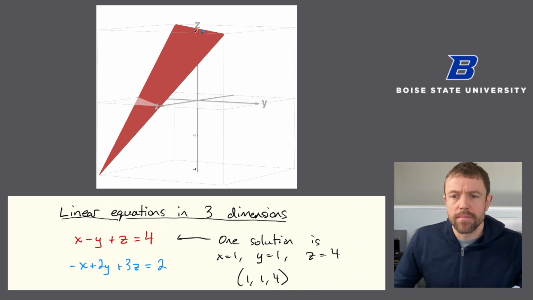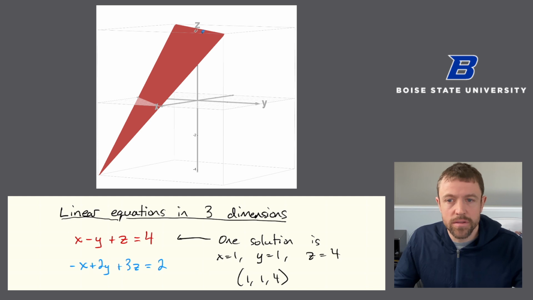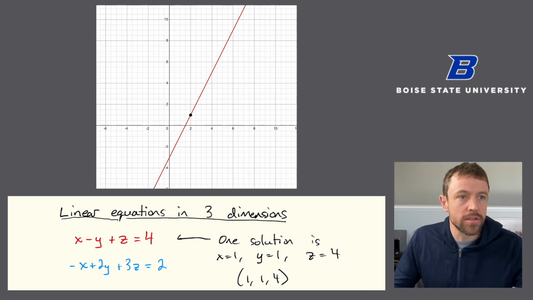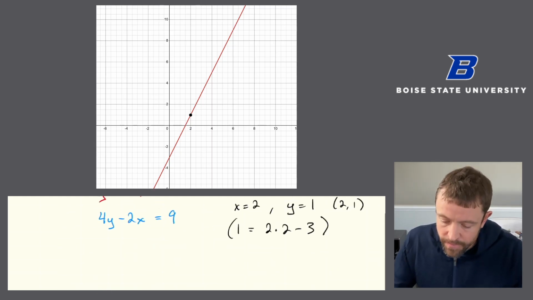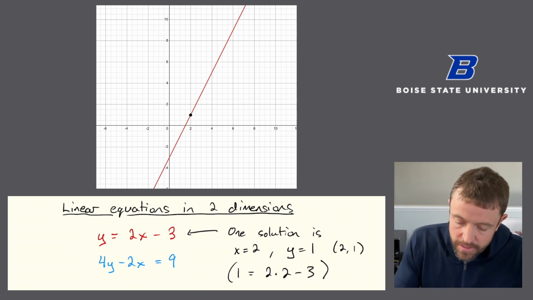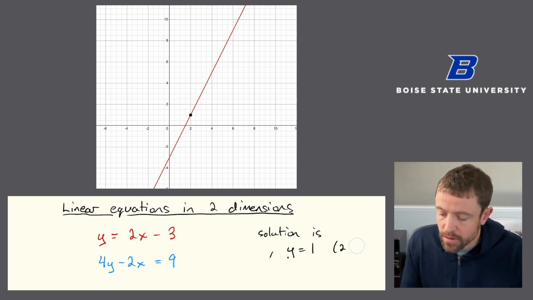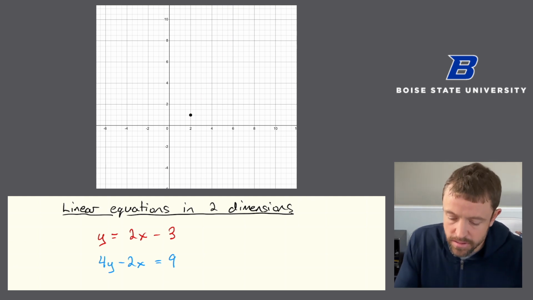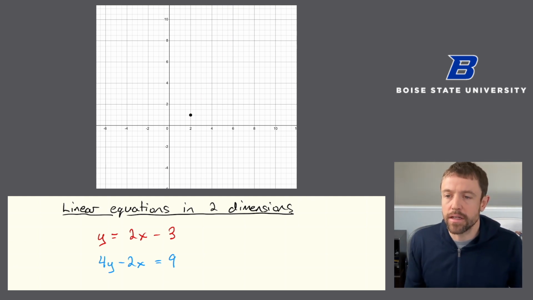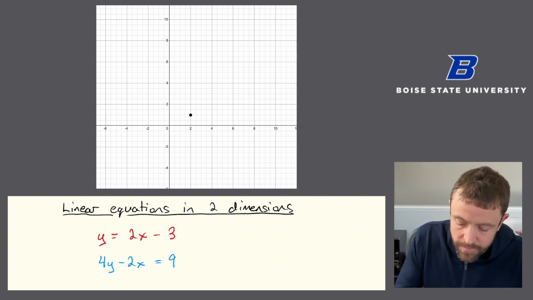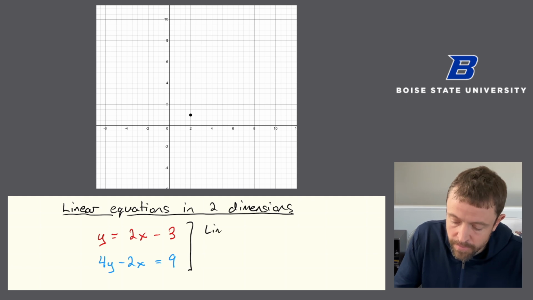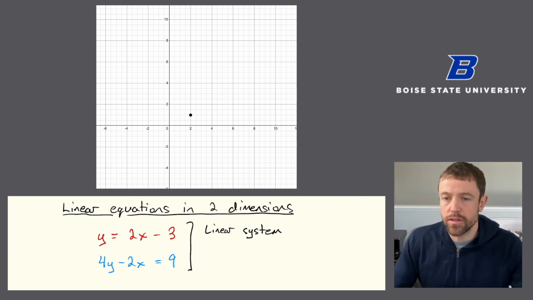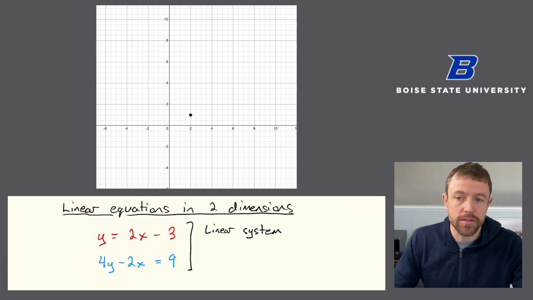So what's a linear system? We've talked a bunch about linear equations. What's a linear system? Well, a linear system is just a collection of linear equations. So let's go back to 2 dimensions. I actually have a linear system written down right here. When we're thinking of both of these equations not as separate things, but as 2 equations that are collectively being considered at the same time, this is a linear system.